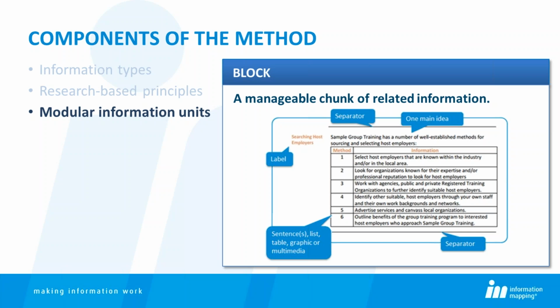It usually consists of a sentence or a couple of sentences, a list, a table, some type of graphic or image, or maybe even multimedia like a video. It's generally separated by a couple of lines or maybe just some blank space, and then we're back to the label on the left-hand side that indicates what that block of information is going to contain.